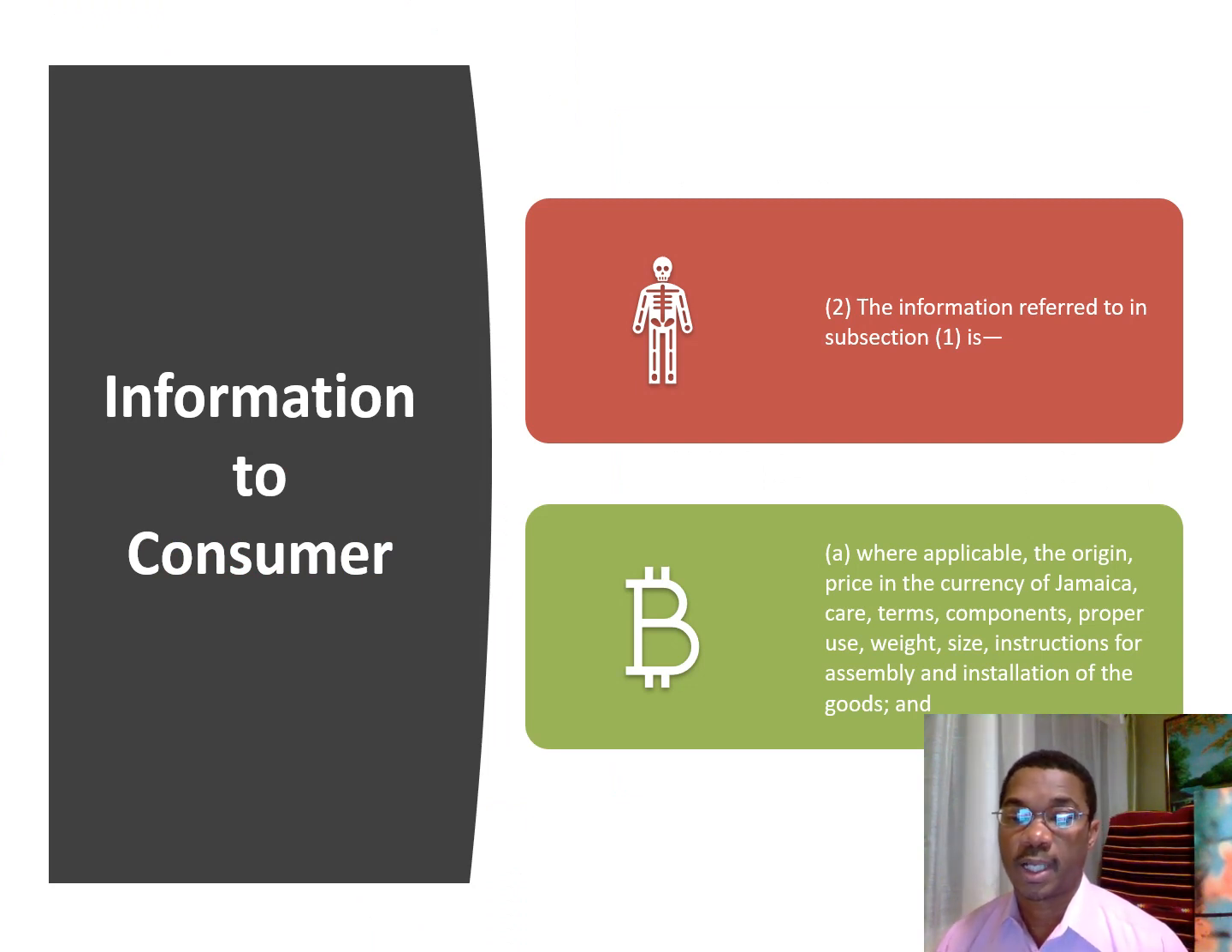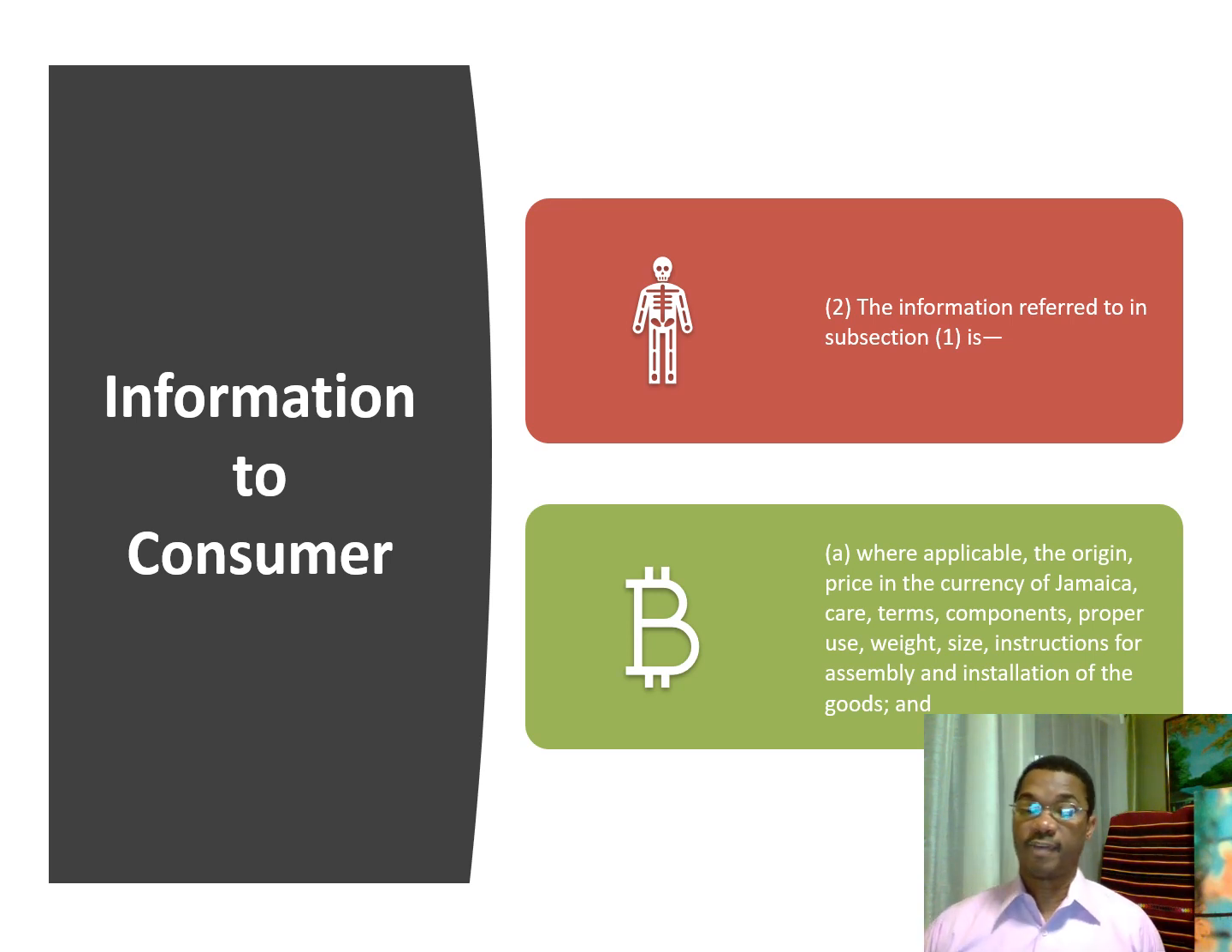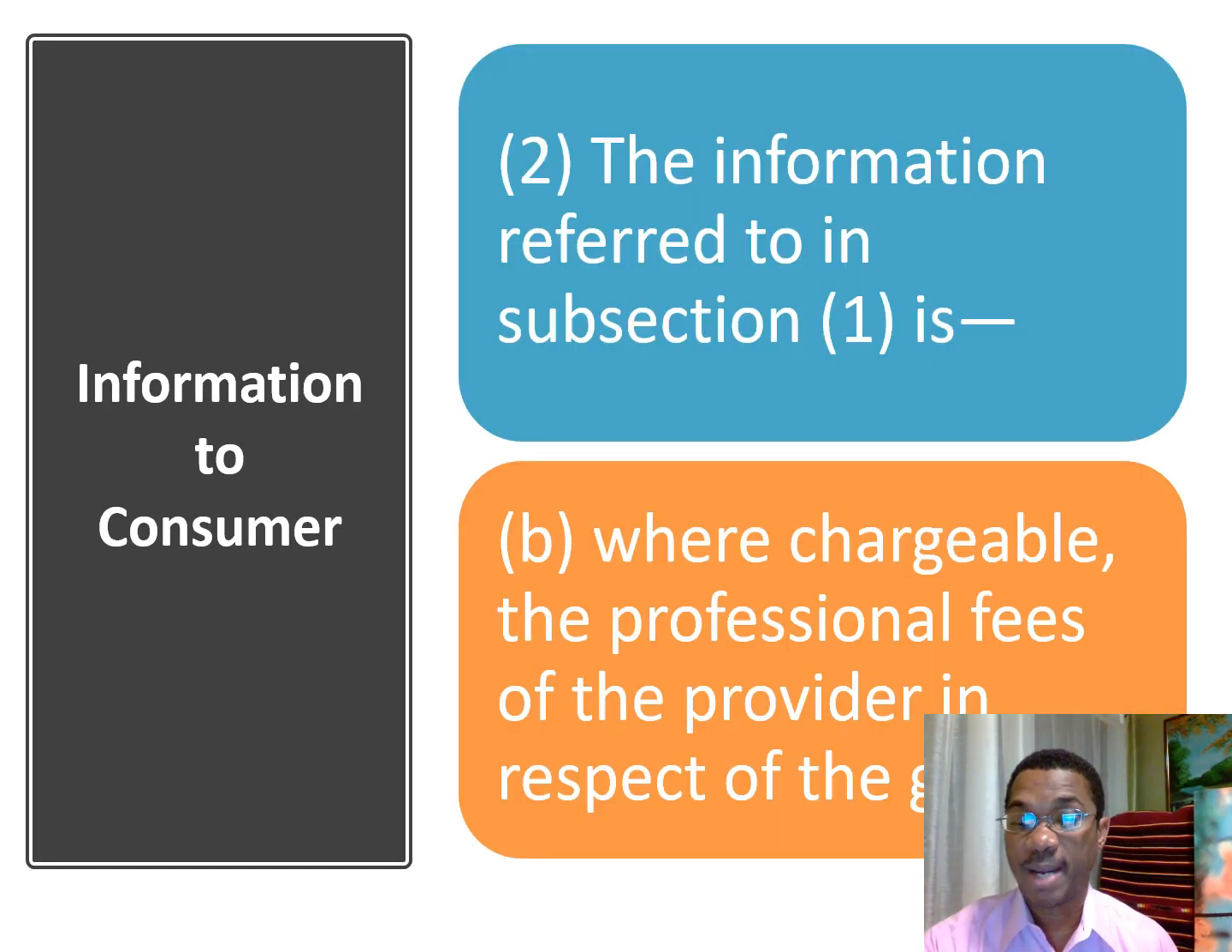And then, of course, the place of origin, the price must be in Jamaican currency, and even if it is quoted in American or any other currency, the equivalent Jamaican currency should be there. If it is an item that is to be assembled, the components, the directions in terms of how it must be used, the weight of it, size of it, and of course, if it is to be assembled, then instructions for it to be assembled must be included in the information, and this is required by Section 18 of the Act.